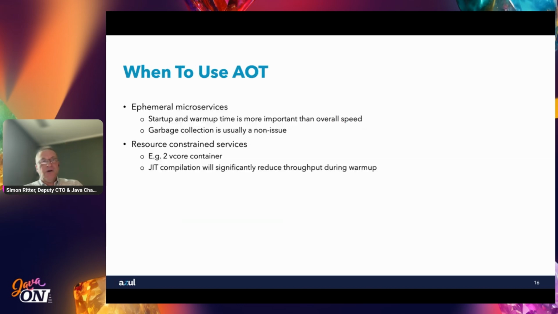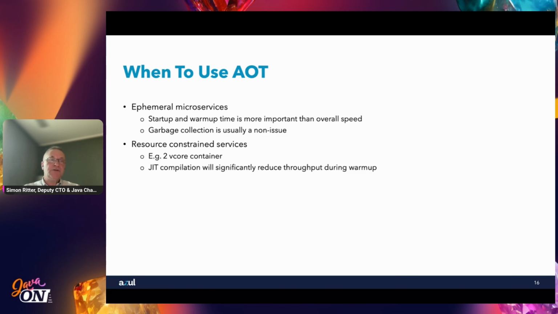So when to use ahead of time compilation? There are some very good examples where we can do that. Ephemeral microservices, or what people insist on calling serverless computing, AWS Lambdas, that kind of thing, where you've got very short-lived services which are starting up, doing something, and then shutting down immediately. Then startup and warm-up time is much more important than the overall speed you're going to get. Garbage collection is usually a non-issue with those kinds of things because they're very quick.